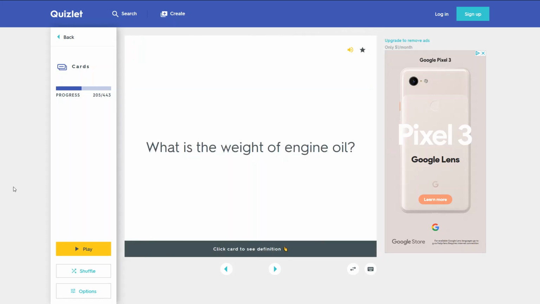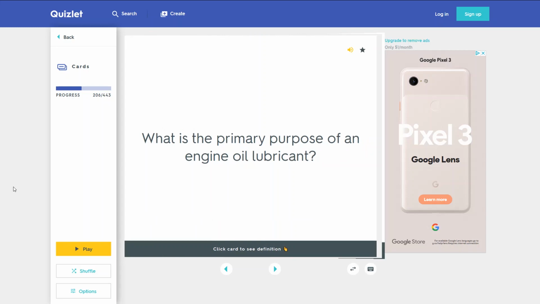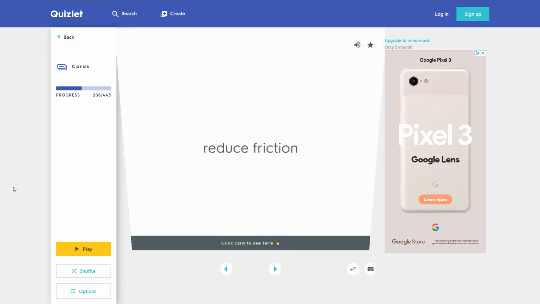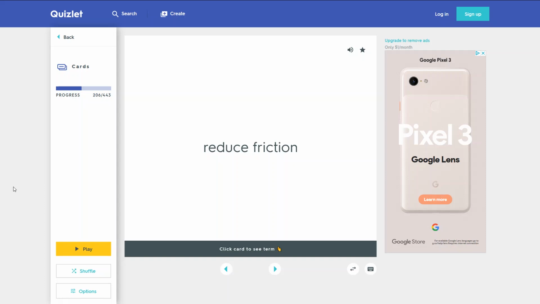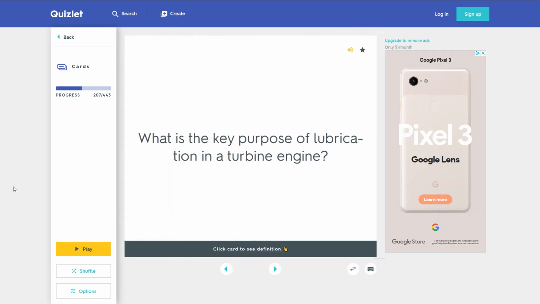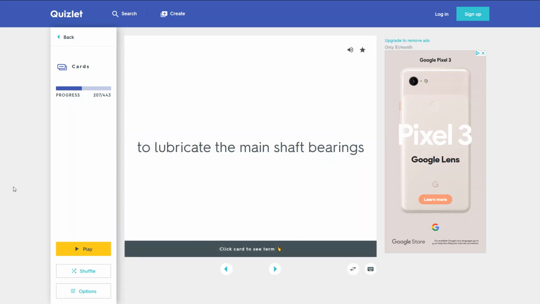What is the weight of engine oil? 7.5 pounds. What is the primary purpose of an engine oil lubricant? Reduce friction. What is the key purpose of lubrication in a turbine engine? To lubricate the main shaft bearings.